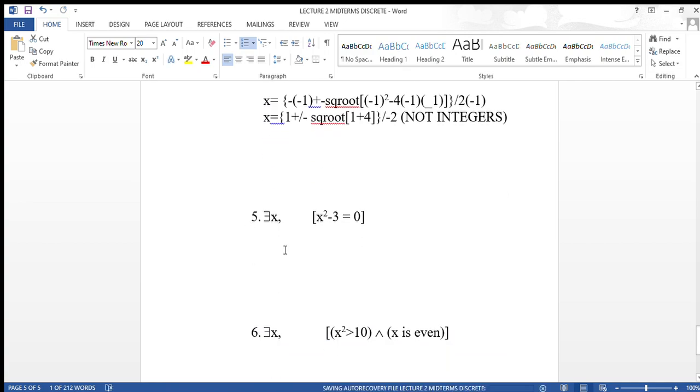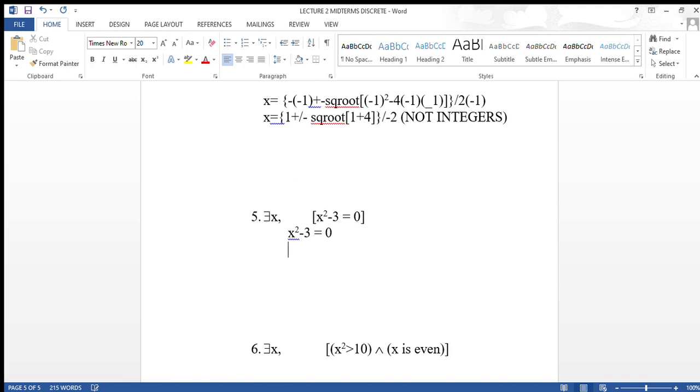How about number 5? Number 5: there exists an x such that x squared minus 3 is equal to 0. So we can just solve this mentally. Or if you want to still see the solution of this, let's just rewrite it here. We have x squared minus 3 is equal to 0. Therefore, we have x squared equals 3.